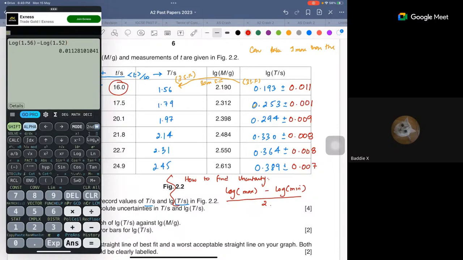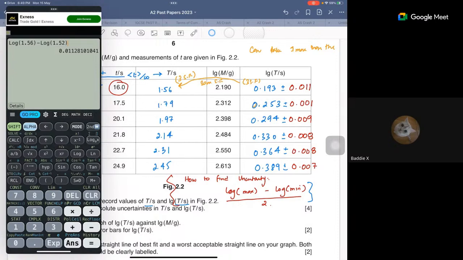Now, you asked me why I'm using this here and not log of the mean value minus the log of mean plus the max value or minimum value. That's what you're saying. No, sir, we didn't talk about maximum minimum before. We were talking about taking the uncertainty. And we didn't do that for t here. Where is the uncertainty for t?